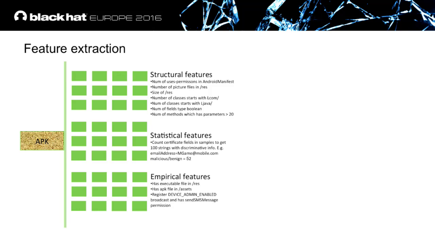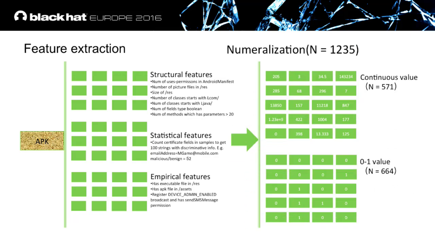Since a deep learning system only accepts real numbers as input, we need to convert all these features to real numbers. Some of the features can be converted to a 0 or 1 value. For example, if the RES directory has an executable file, then the value is 1. If not, the value is 0. Some of the features can only be converted to a continuous value.